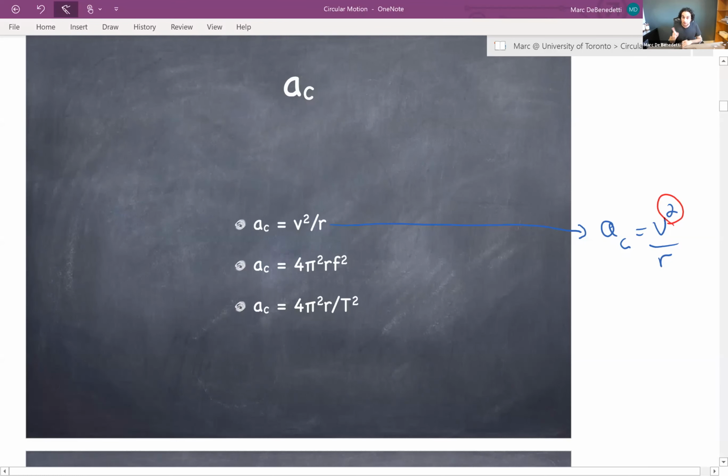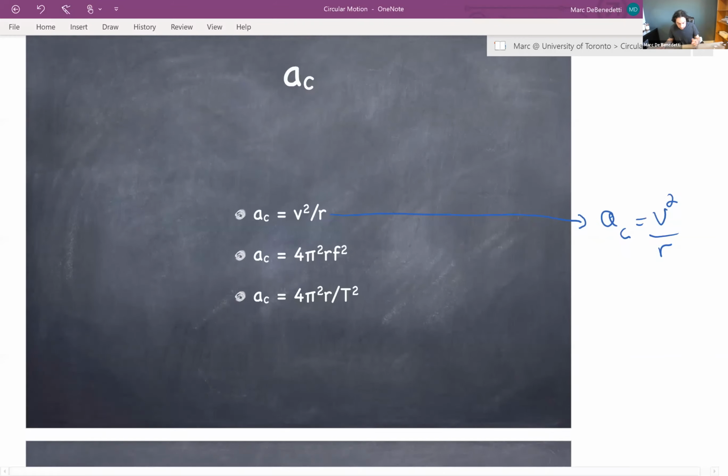Notice here that it's v squared, which means a small increase in speed will actually make a pretty big increase in required acceleration. So if you double the speed, you quadruple, 2 squared, the acceleration, versus something like r. If it's just inversely proportional to r, then that means if you double the radius, you only have the required acceleration. So the acceleration is more sensitive to speed than it is to distance or radius.